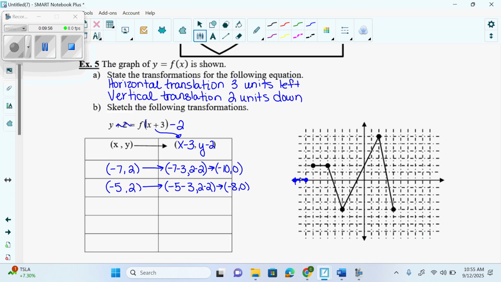Then I do my next one. It's at 1, 2, negative 3, and 1, 2, 3, 4. Negative 3 and 4. So then that's going to become, I plug it in for the x and y, negative 3 minus 3, comma 4 minus 2, which becomes negative 6 and 2. Negative 6 and 2. Connect.